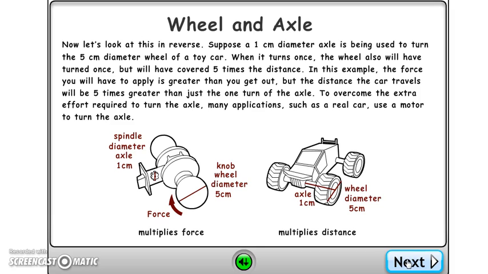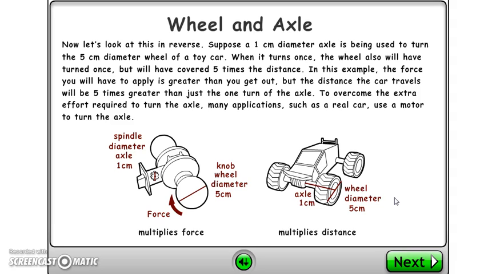Now what about the reverse? If you have a 1 centimeter diameter axle and you're using it to turn a 5 centimeter diameter wheel, like in this toy car here on the bottom right, when the axle turns once, the wheel will also turn once, but it will allow you to cover 5 times the distance. In this example, the force you have to apply is greater than you actually get out, but the distance the car travels is 5 times greater than just the one turn of the axle.